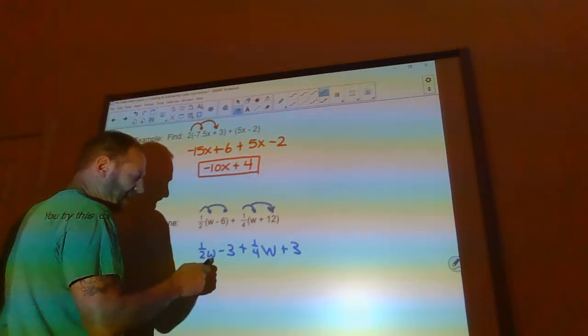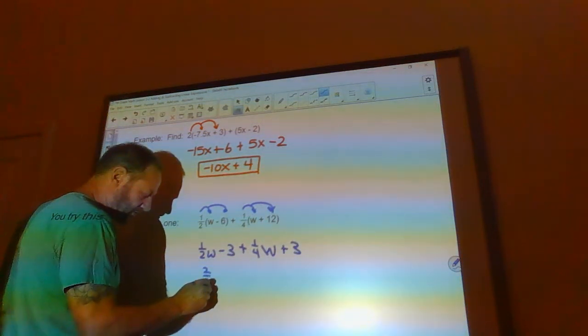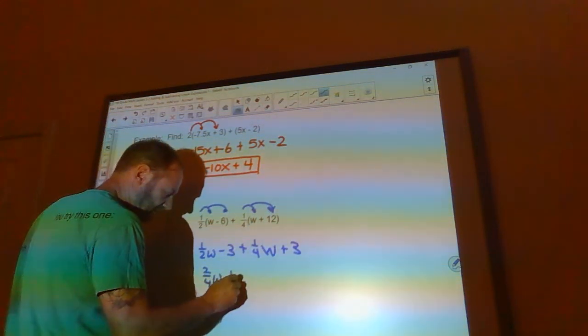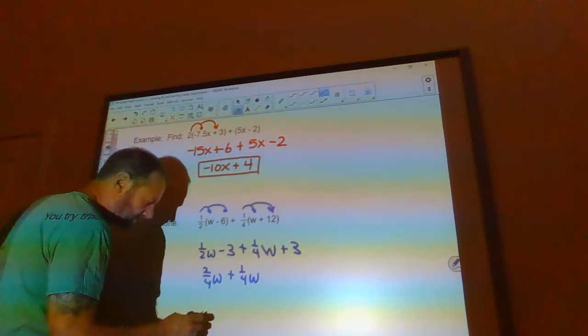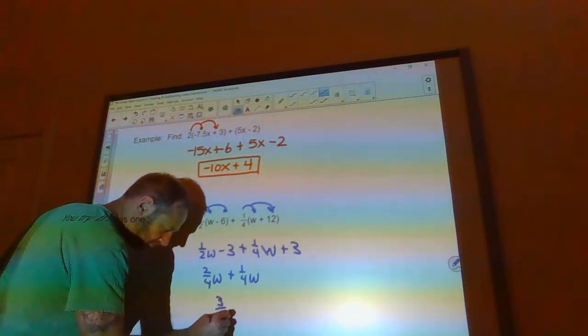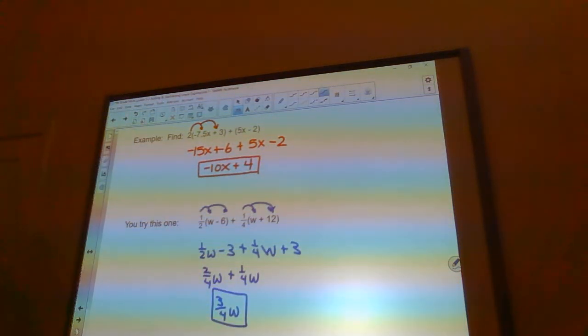Okay, now I've got half W and a quarter W. Well, remember, 2/4 is 1/2. If I get a common denominator here, so 2/4 and 1/4, that's 3/4 W. So that one simplified quite a bit.